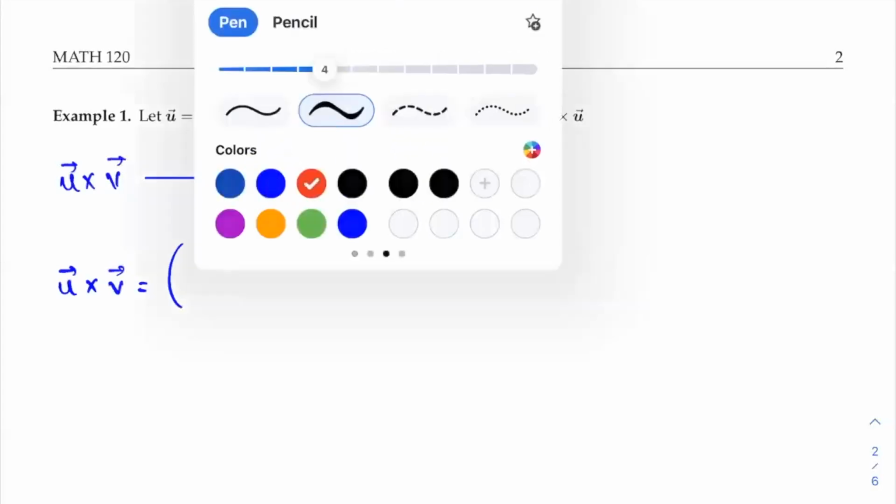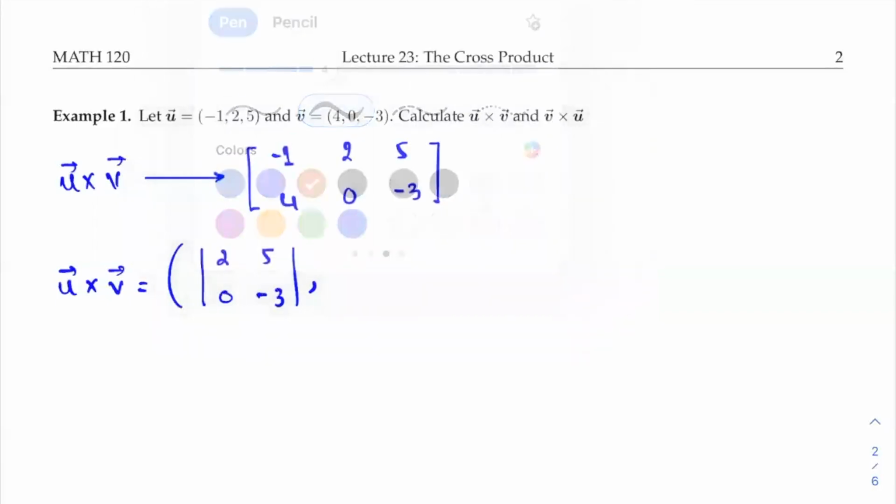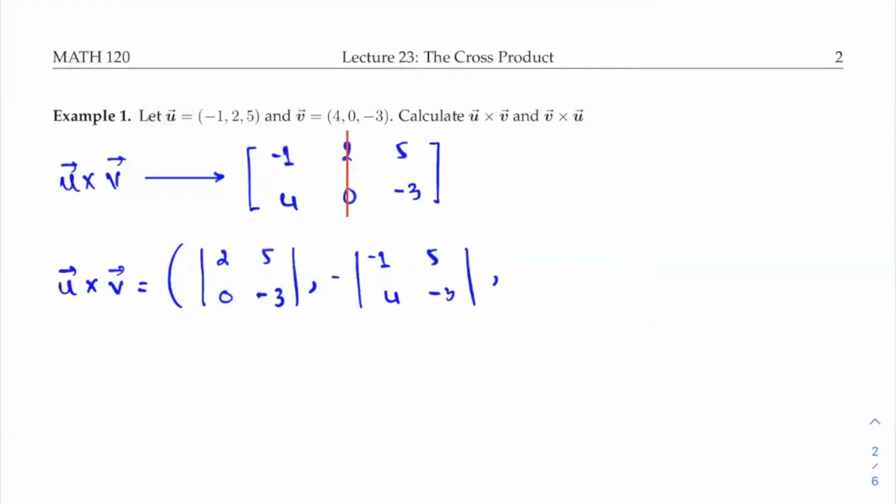So for the first component, you remove the first column and then take the determinant of the remaining matrix of 2, 5, 0, -3. For the second component, you remove the second column and then take the negative of the determinant of the remaining terms, so negative of the determinant of -1, 5, 4, -3. And for the last component, you remove the last column and then take the determinant of the remaining terms, -1, 2, 4, 0.